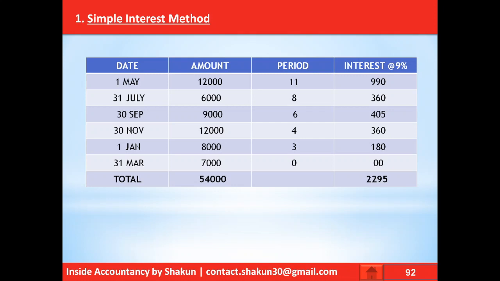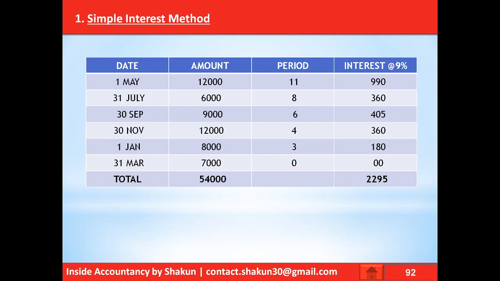Now interest has been separately calculated for each amount. So on 12,000 at the rate of 9% for 11 months, on 6,000 at the rate of 9% for 8 months, on 9,000 at the rate of 9% for 6 months, and so on.